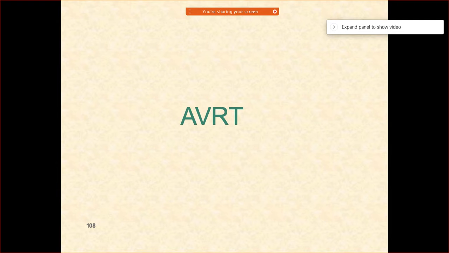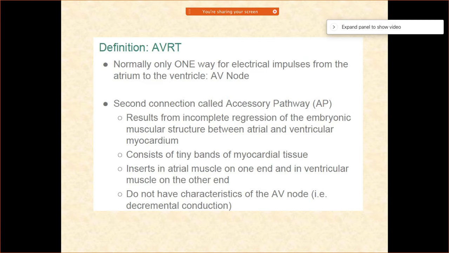This is the reentry tachycardia which is mediated mostly by accessory pathways. That's why it is called atrioventricular reentry tachycardia, and this happens due to the incomplete regression of the embryonic muscular structure which is present between the atrium and ventricle.